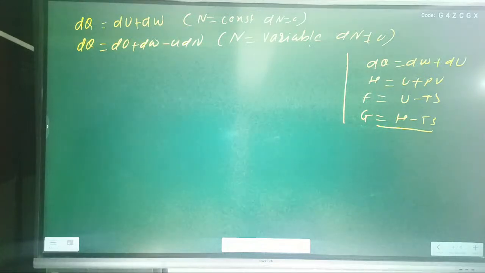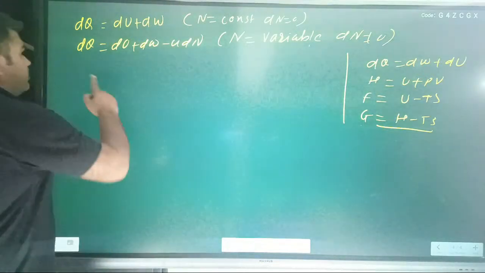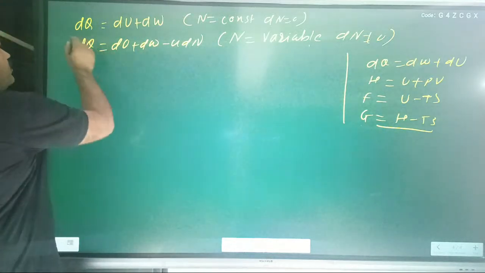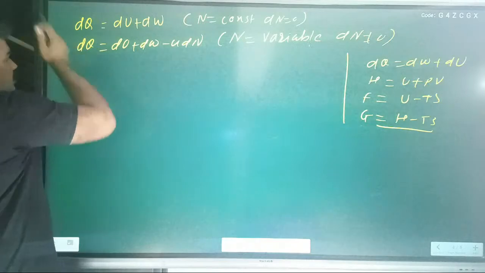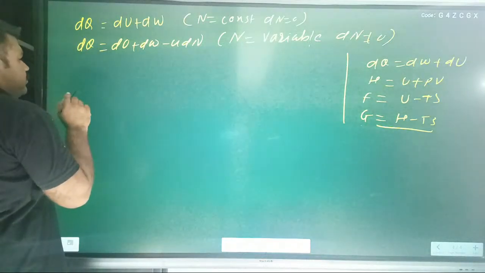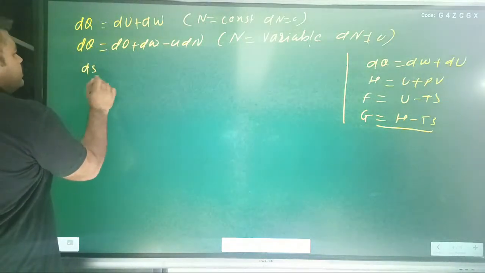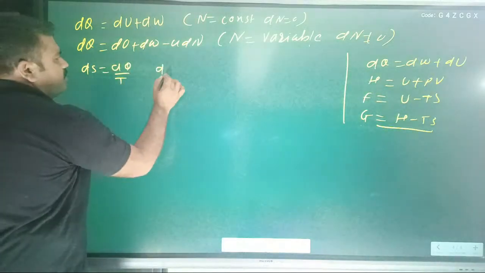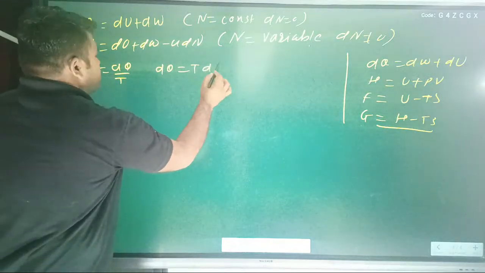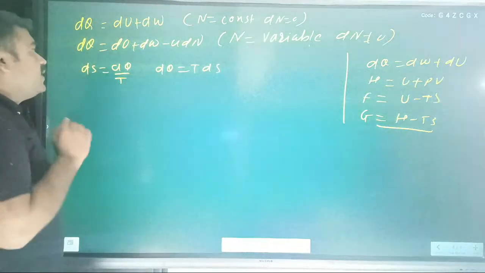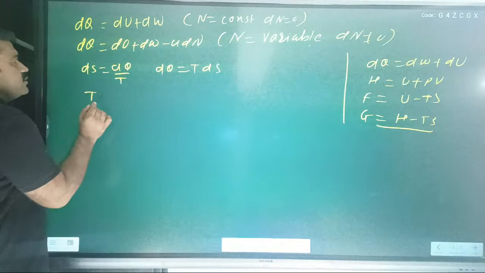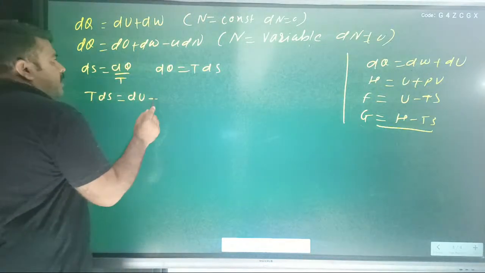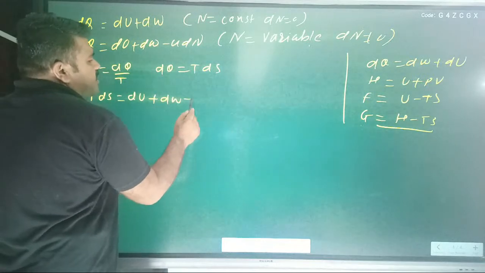Now see here, dQ is equal to dU plus dW minus mu dN. And we know the second law: dS is equal to dQ over T. So what is the value of dQ? dQ is equal to TdS. Yes or no? Now substitute this value in this equation. We get TdS is equal to dU plus dW minus mu dN.